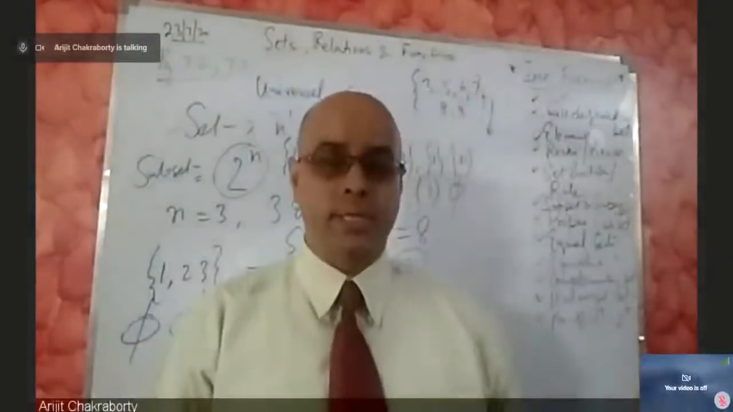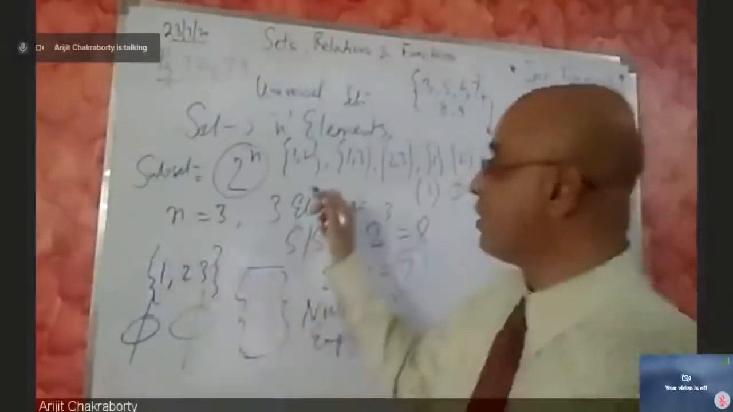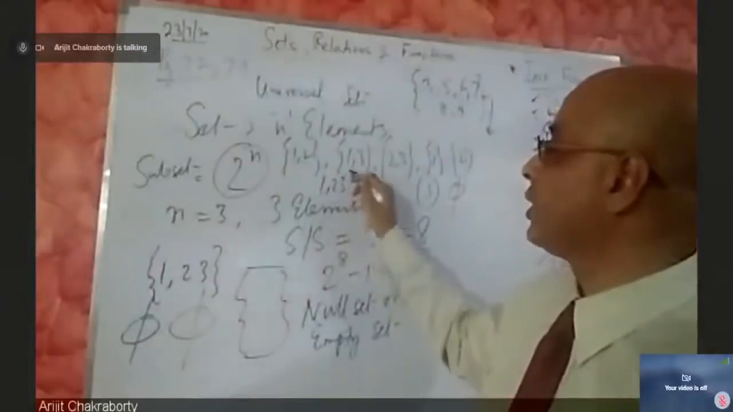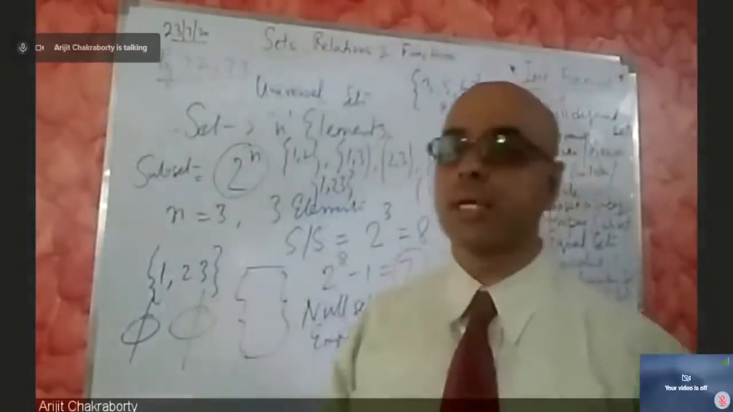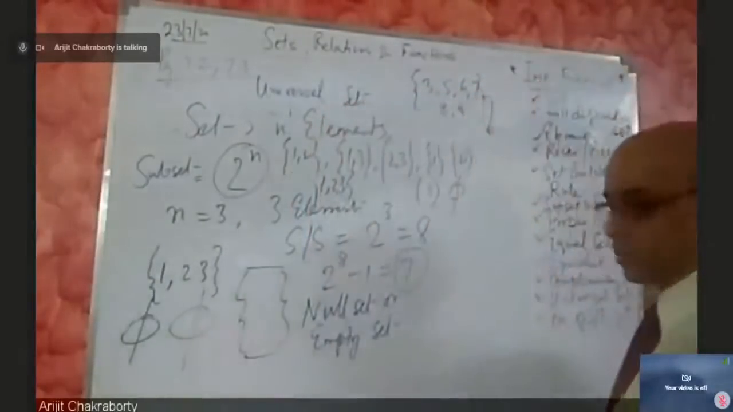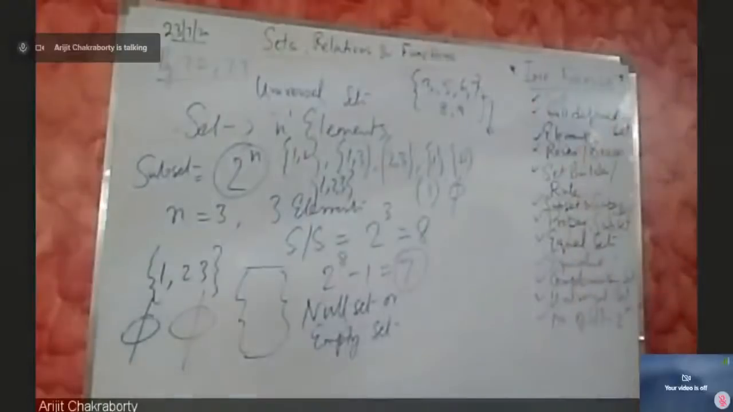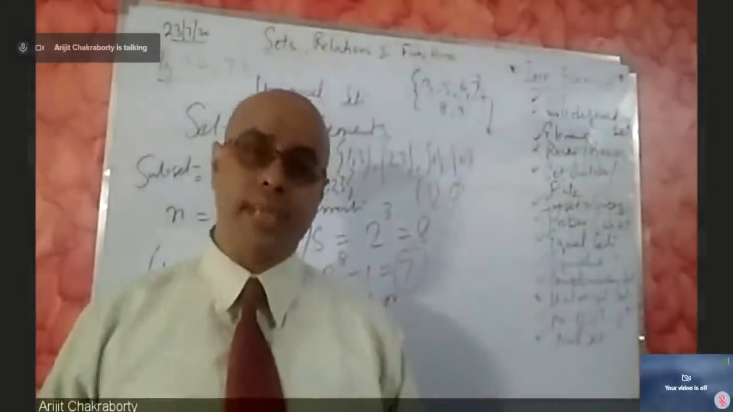The 8th set, the last one, will be the set itself. That is 1, 2, 3 itself will be another subset. But in that case it's an equal set. So this was another important concept, null set and empty set. So I write null set here. You understand now, I'm sure, what is a null set or empty set.